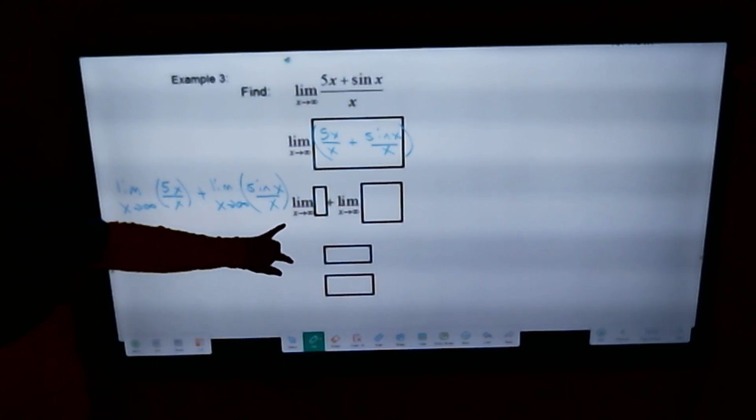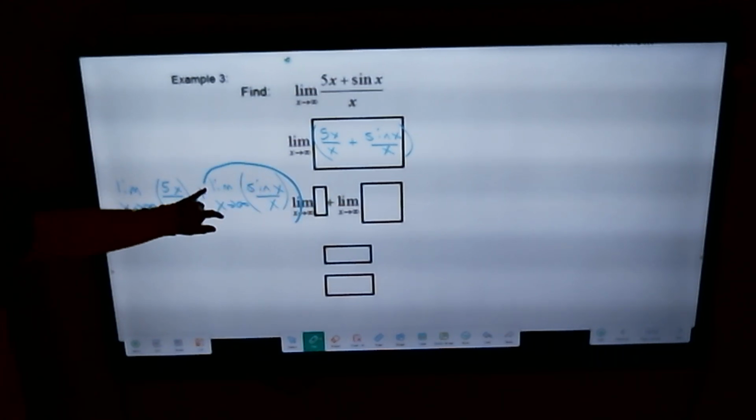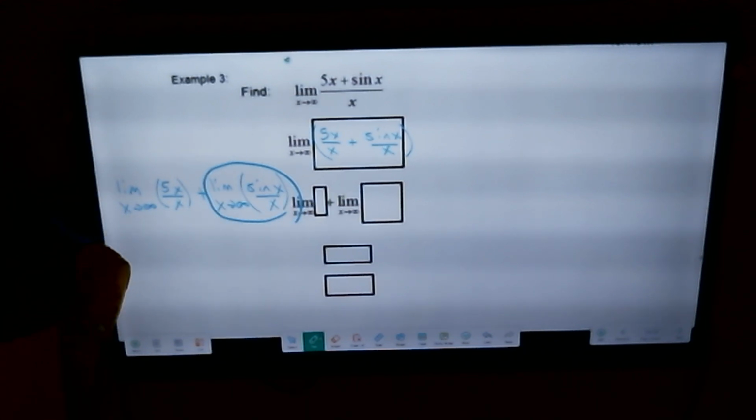So we know this one right here, correct? Yeah, we just did it. We don't have to redo the squeeze theorem because we know the answer is what? Zero. We know the answer is zero.